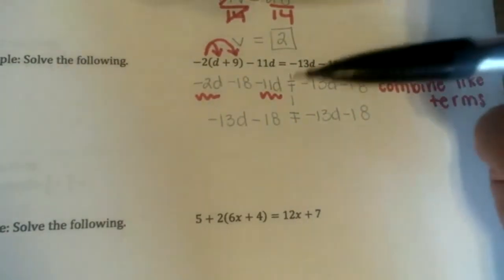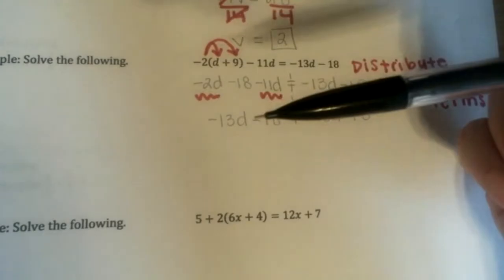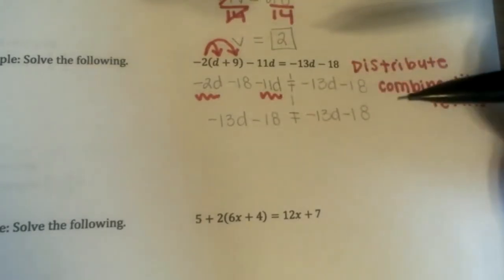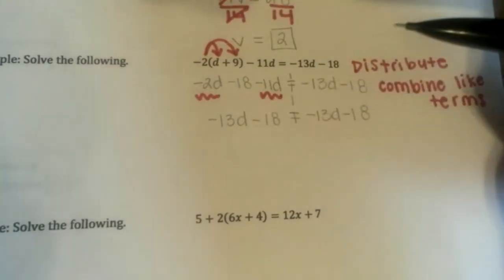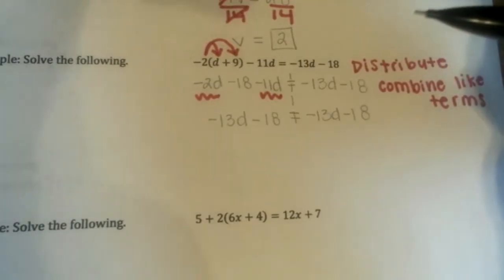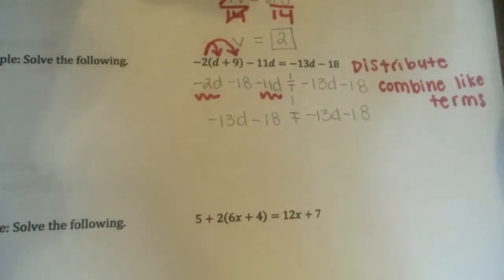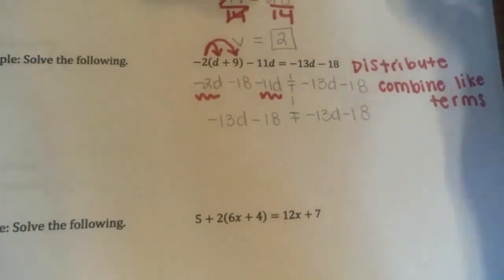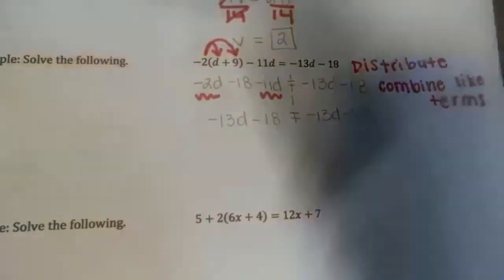Looking at this, I see negative 13d minus 18 equals negative 13d minus 18. Same thing on both sides, which you can stop right here if you want. Let's pretend, because I know sometimes whenever I'm doing homework, I just kind of get in the groove and I might not have noticed that. So let's pretend you didn't notice that. Let's keep going. So let's get our d's together.